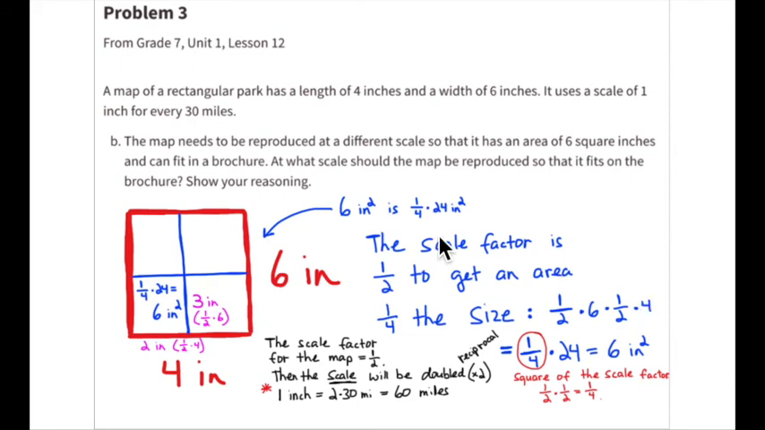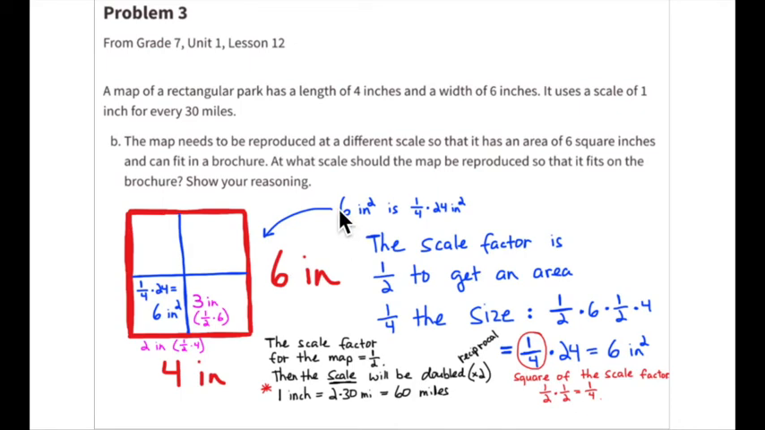All right, this is problem number 3, the B part. This gets pretty tough. They want to change the scale of the map so that it covers 6 square inches rather than 24 square inches, because they want to put it into a brochure. Now what you're going to see in this case is that there's a distinction between scale factor and scale. So the scale factor is going to end up being 1/2, but this change in the scale is going to be the reciprocal of 1/2, or 2 times. I'm going to show you why that is in just a moment.